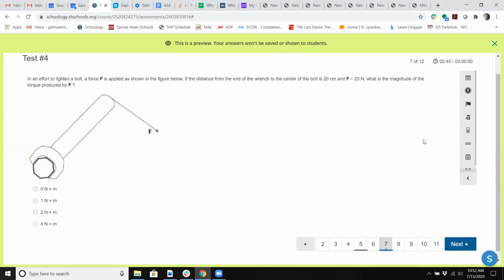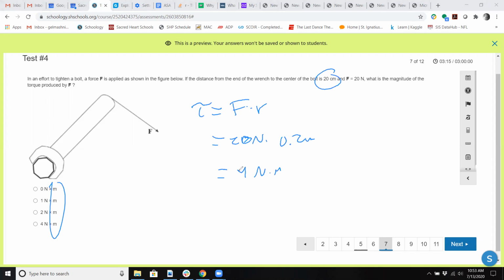Okay, torque. The force is very perpendicular compared to the lever arm. The lever arm's a wrench. So you don't have to use any sine theta stuff. It's just force times distance, or force times radius. That's torque, right? We know this. Well, your force, guess what, is 20 newtons. But you got to convert this, because all these are in meters, to 0.2 meters. So it's going to be 4 newton meters. That's why it's going to be that choice.